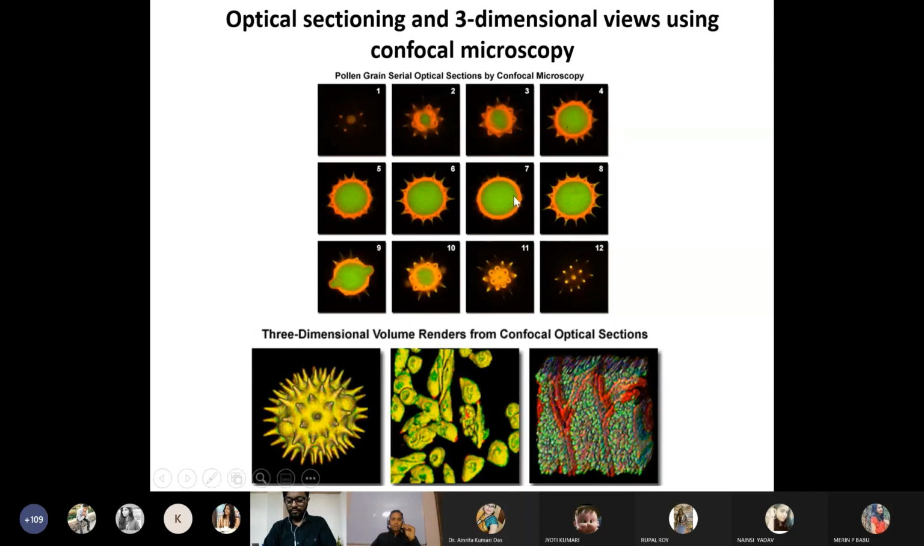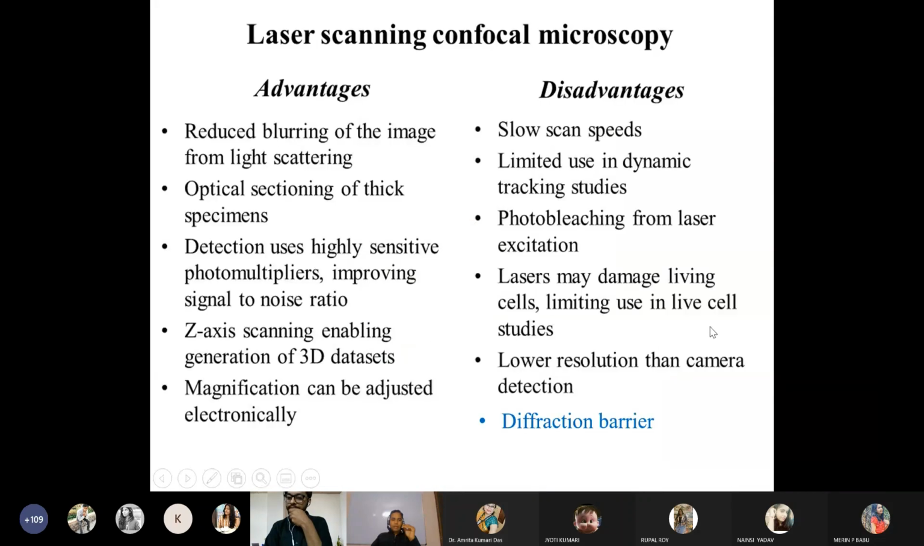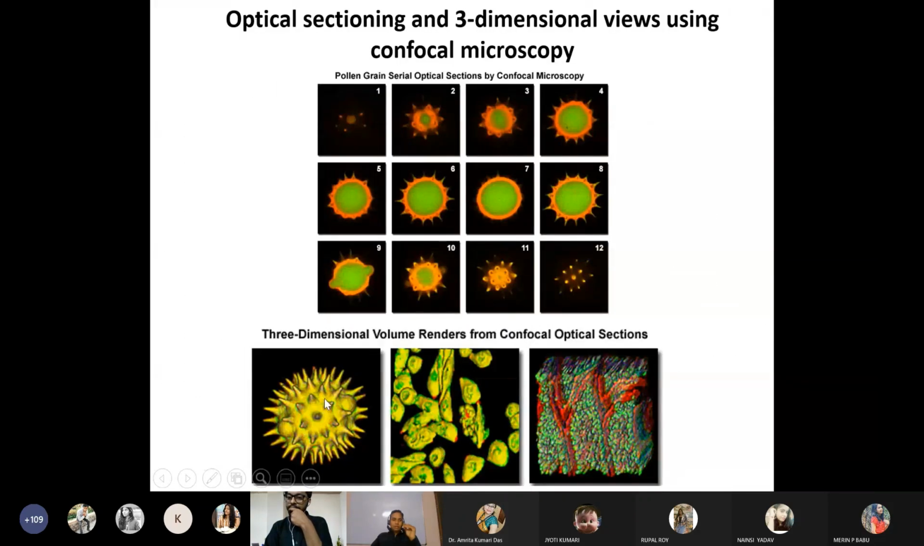Here is the midpoint of the pollen grain, and here the pollen grain is getting away, and you can see that this is a three-dimensional image of the pollen grain, which you cannot take with the wide field fluorescence microscope. Okay, so three-dimensional volume renders from confocal optical sections.